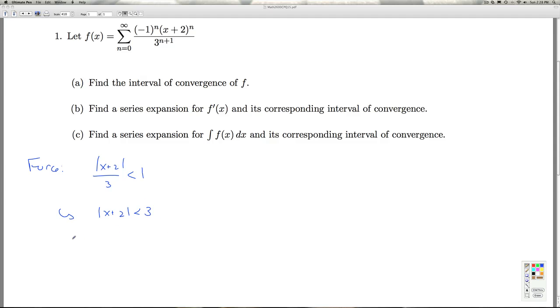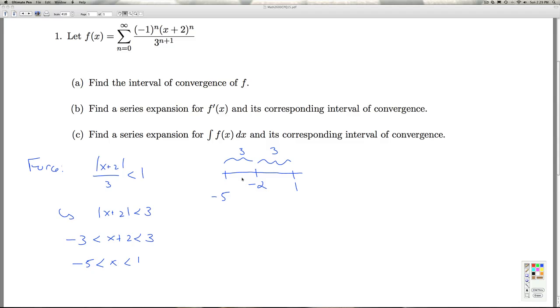So if I use my intermediate algebra, I get x plus 2 is between negative 3 and 3, or subtracting 2 gives me that x has to run between negative 5 and 1. So our interval of convergence is going to be centered at negative 2, and we can go 3 units either side. So that gets me up to 1 and down to negative 5. So the radius of convergence here is 3.